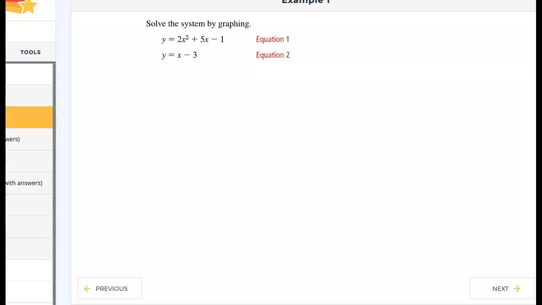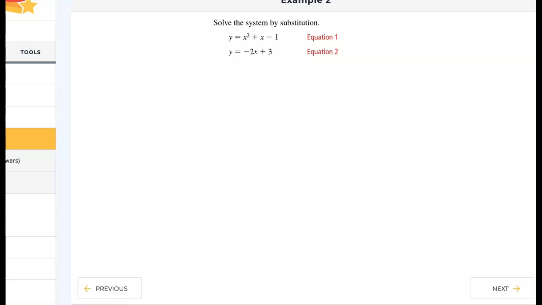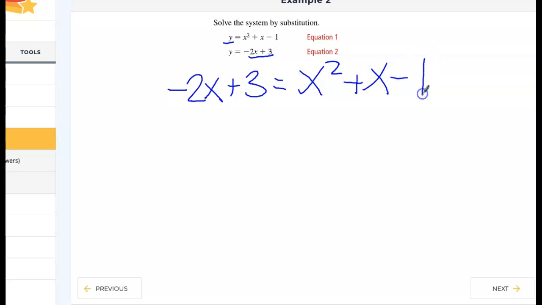The other way is by elimination. Oh, sorry, that one was by graphing. This one is by substitution. We'll do this one again. So again, what do I sub in for y? Negative 2x plus 3. Good. And that equals x squared plus x minus 1.